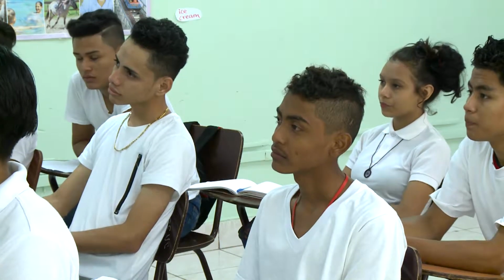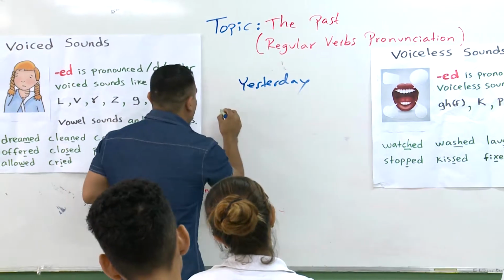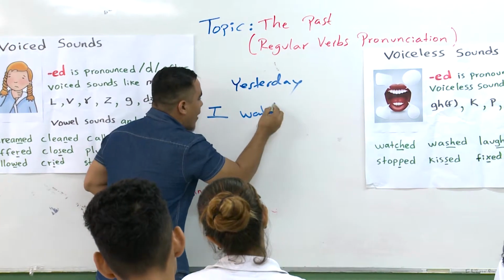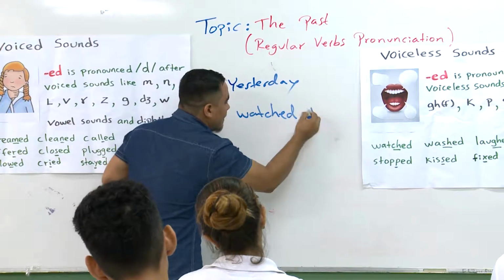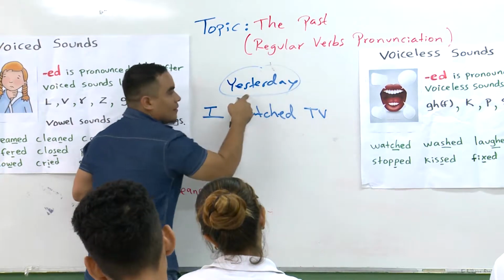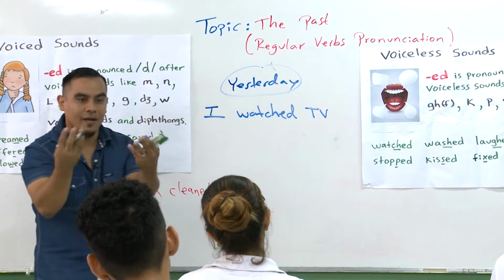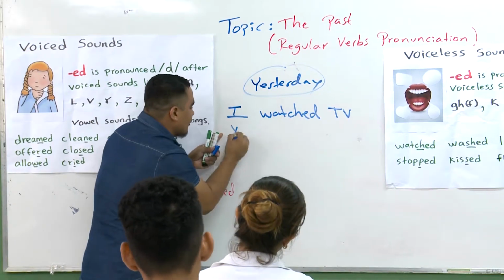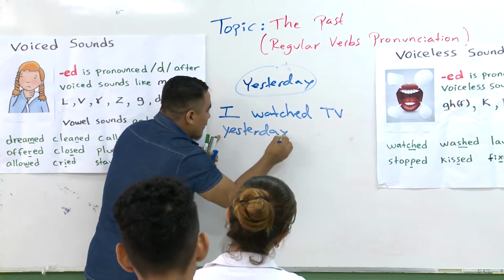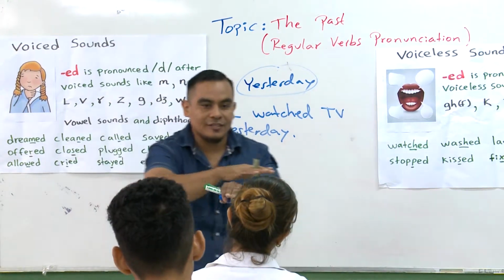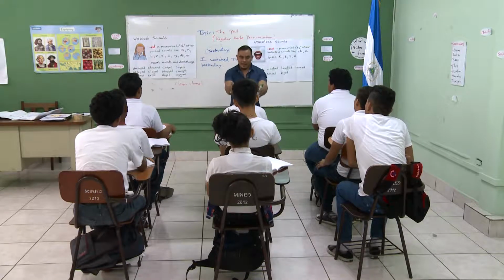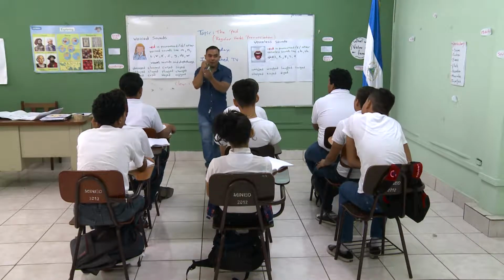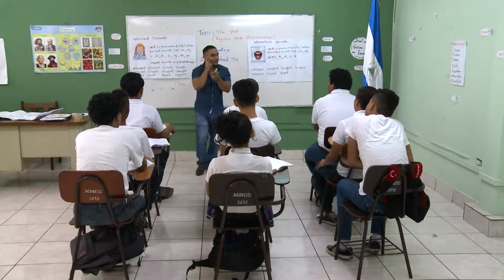Past. Okay, so for example, yesterday I watched TV. Help me out. I watched TV yesterday. This is an action that is finished because I am living my present in this moment. Yesterday I watched, pay attention to the pronunciation.